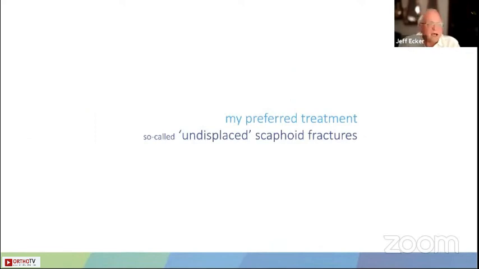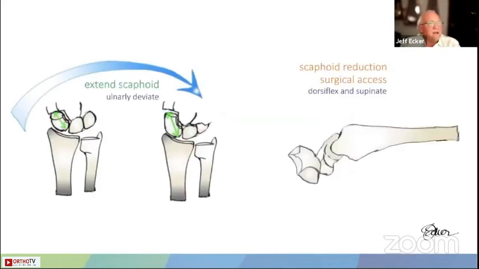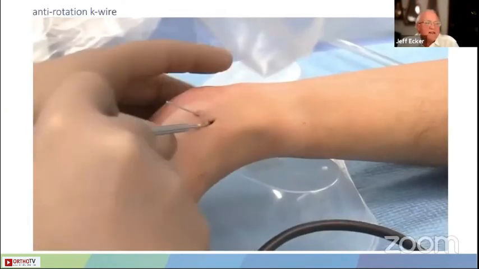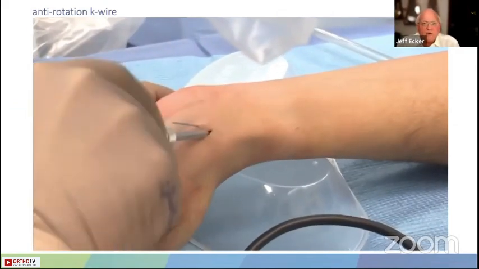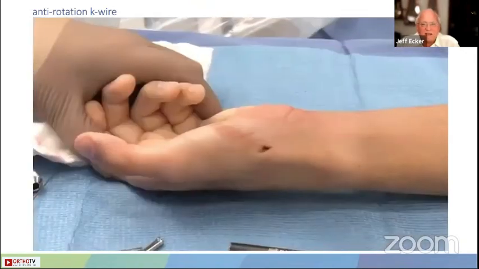So our preferred treatment for so-called undisplaced scaphoid fractures, you only deviate the wrist to extend the scaphoid. You then dorsiflex and supinate to reduce the scaphoid and gain access for your wires and your screws. And here you can see an anti-rotation wire and a screw being inserted into the scaphoid. Now this can be done under local anesthetic and very quickly.